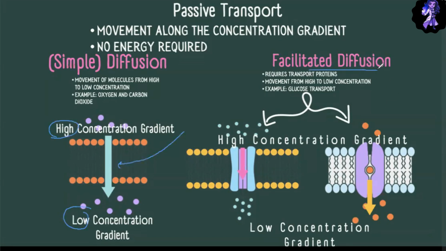Whereas facilitated diffusion also goes from areas of high concentration to low concentration. However, it requires some sort of protein. So you want to think of being on the highway and having a bridge that you're going under, and you have this opening to allow for movement. So that's facilitated diffusion. There is some sort of transport protein that helps assist it.